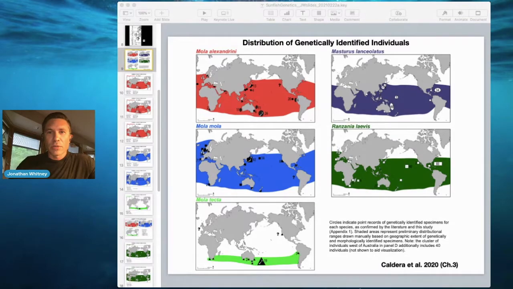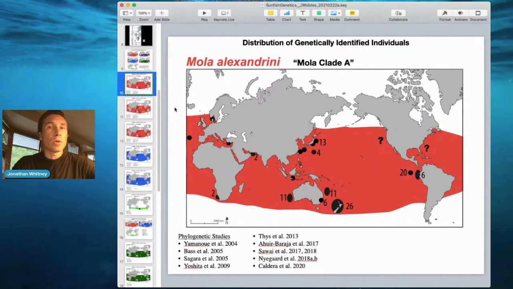And today I want to jump in and share with you what we've been learning about the geographic patterns of the different Molidae species based on all of the phylogenetic work that has been done, including some new results presented in this chapter. So we're going to start with the three species of Mola, starting with Mola alexandrini.